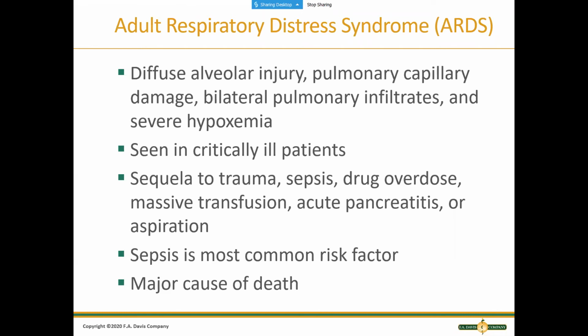Those digestive enzymes that are digesting your own pancreas actually have this tendency, not in everybody, something like 30% of people, to travel to your lungs and start digesting your lungs. That's called ARDS, but it's caused by pancreatitis, your pancreas digesting itself.